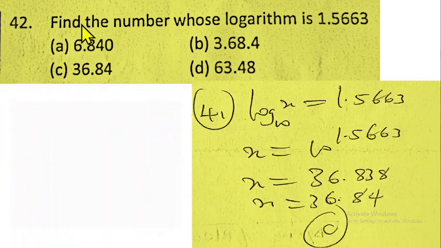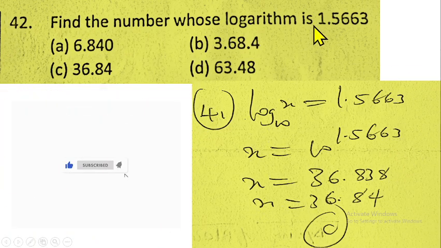Question number 42. Find the number whose logarithm is 1.5663. It's quite simple as well. That means there is a log of a number, and they found the log of the number and it gave us this. So if we are looking for the number back, what do you do? You find the antilog of this number, then it gives us the number back. Does that make any sense to us? They found the logarithm of this number and this is the answer. So how do you get the number back? Find the antilog.